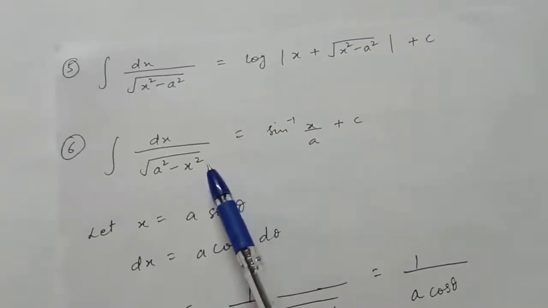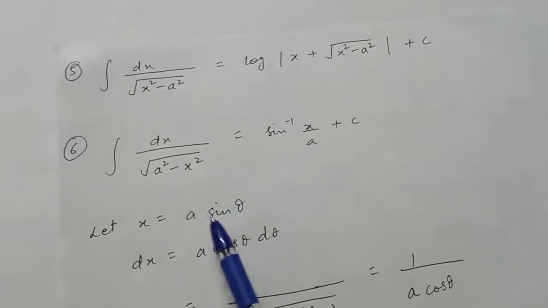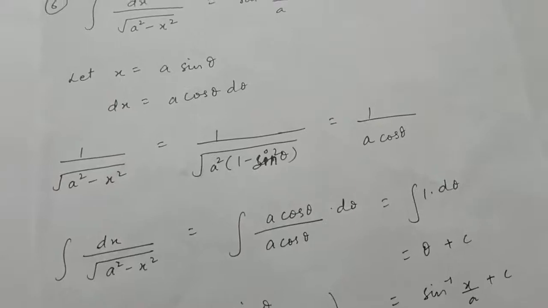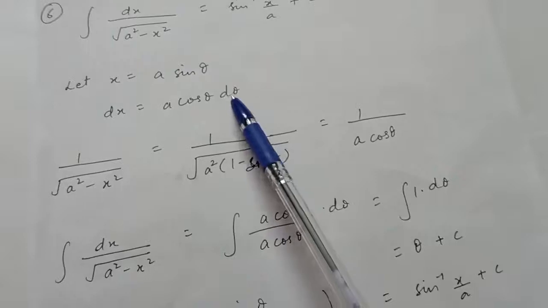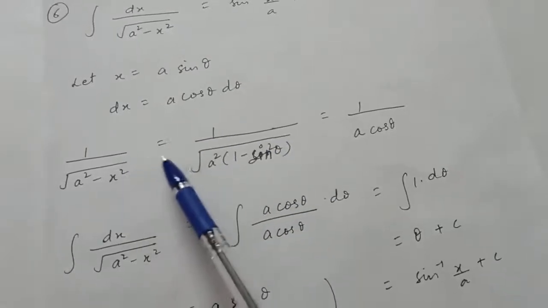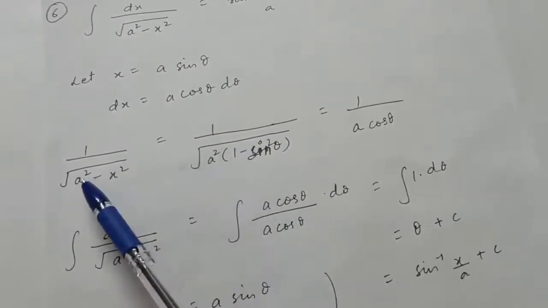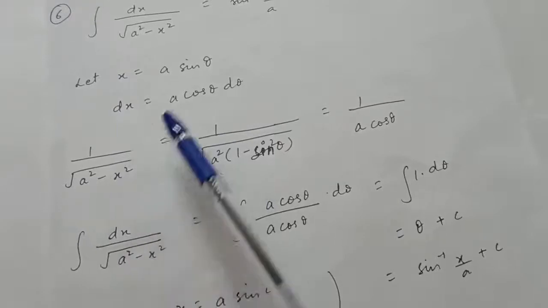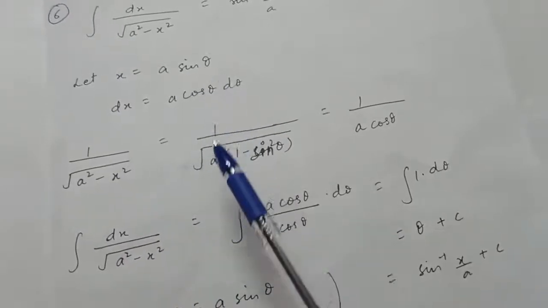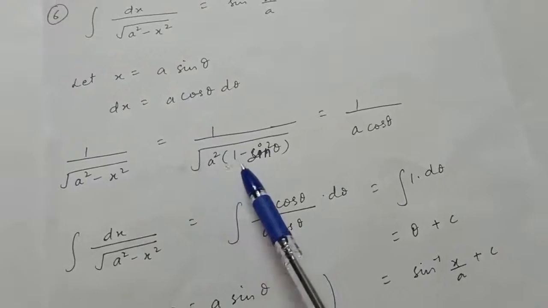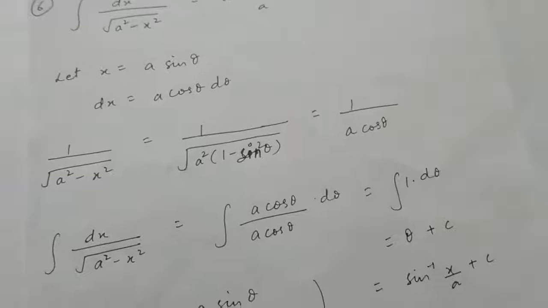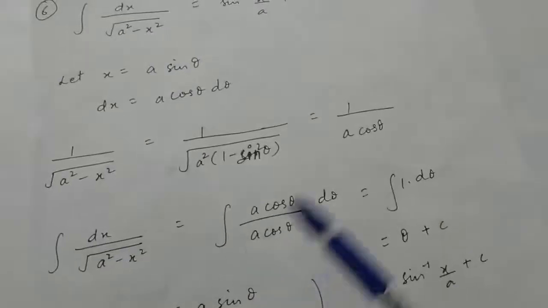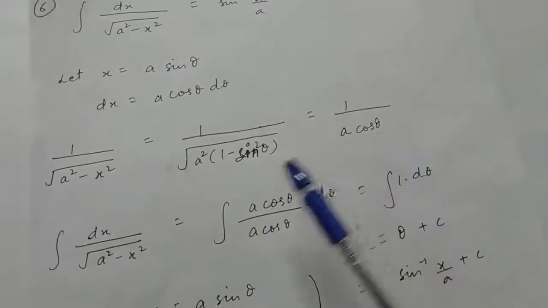So for this let x be as a sin theta. Now when you derivate both the sides, you will get dx equal to a derivative of sin theta, which is cos theta into d theta. So this will now become equal to 1 upon, here it is a square and this x square will now be a square sin square theta. So taking a square common, it will be 1 minus sin square theta, and 1 minus sin square theta is cos square theta. Therefore you will get 1 upon a cos theta.